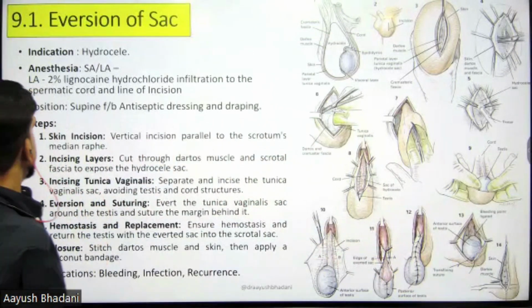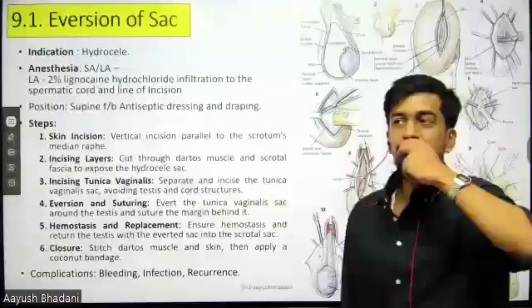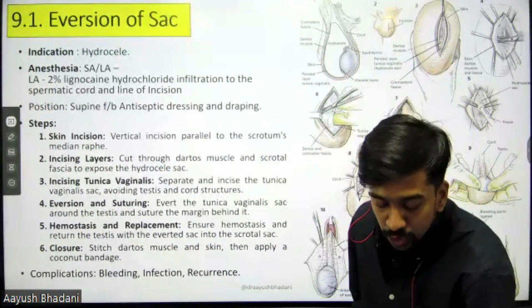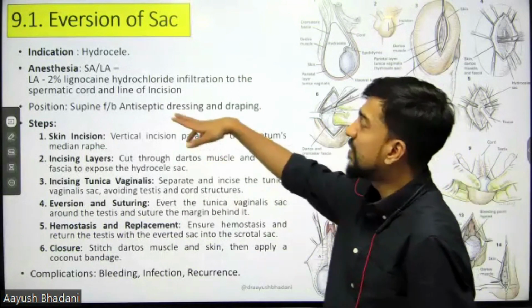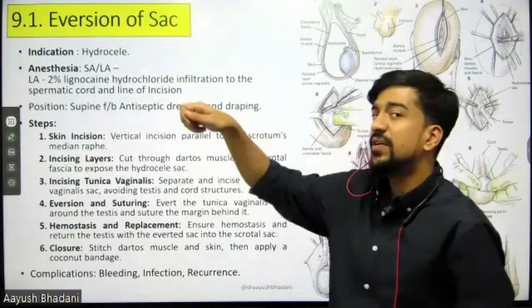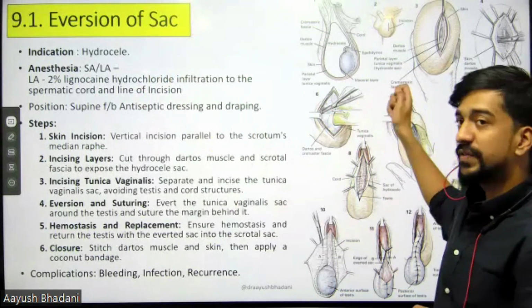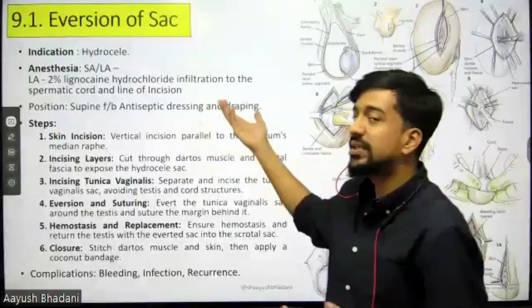Great. SA or LA. Okay, now how do we do it? So it's a daycare procedure. We usually, at AIIMS, would do it in the OPD itself. So you have 2% lignocaine hydrochloride, which we infiltrate in the spermatic cord and also at the line of incision. Usually it is supine.